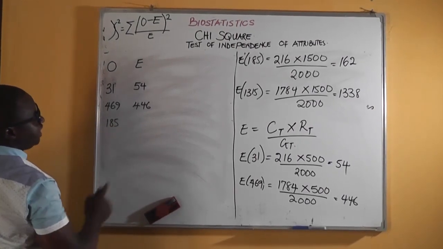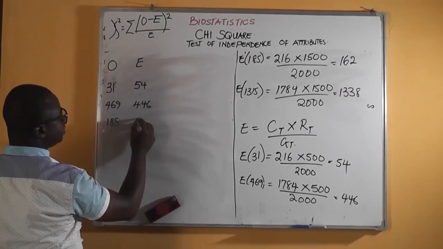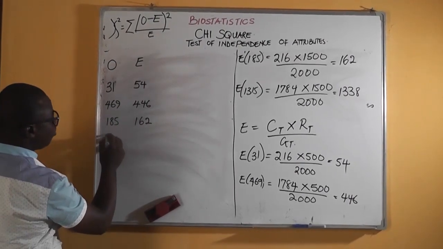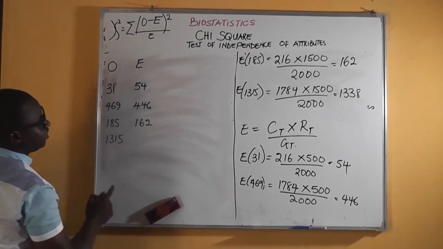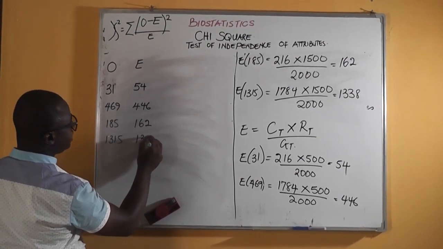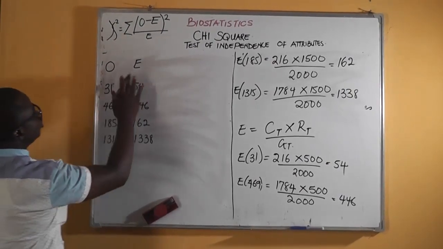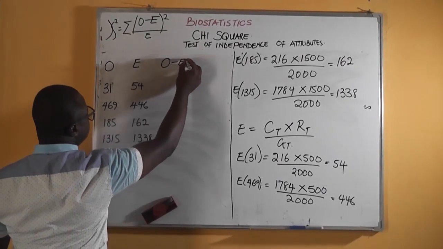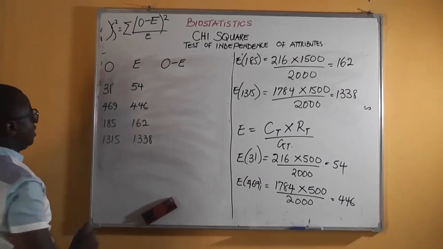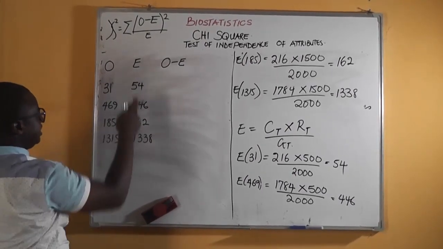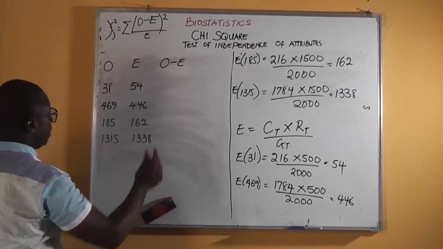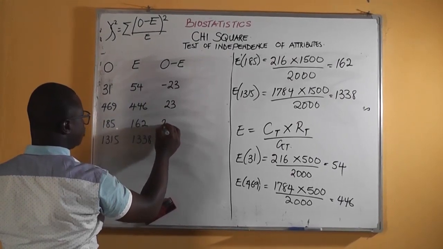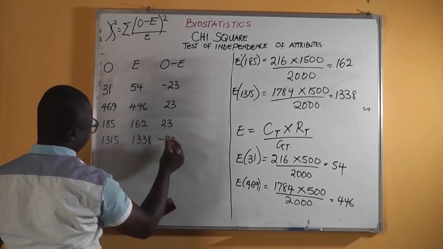185. Then the expected value for that is 162. Then the last observed value is 1315. The expected value is 1338. Now, the next column will be O minus E. Are we together? This is our O, and this is our E. If you do that, you are going to get minus 23, 23, 23, minus 23. Very easy.